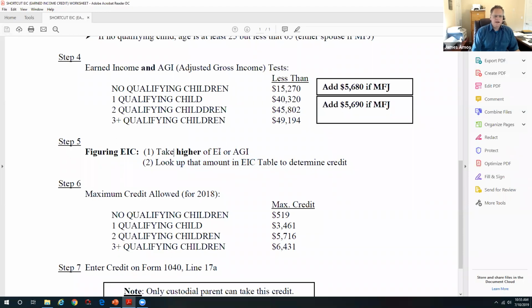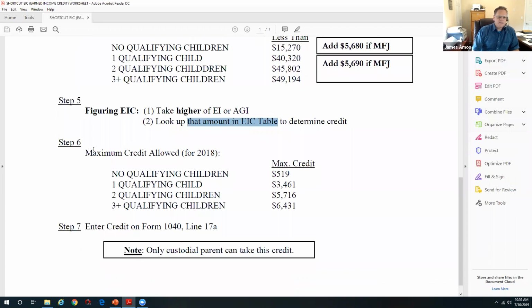So you take the higher of earned income or AGI and you look that amount up in the EIC table. You can find the EIC table in the 1040 instructions. Okay. All right. Step 6, the maximum credit allowed for 2018. Do not memorize these. These are just for your information only.